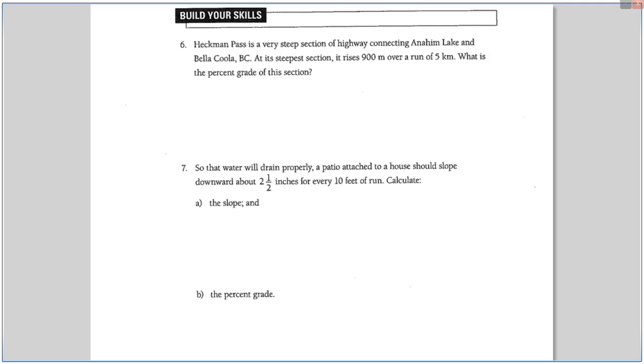Heckman Pass is a very steep section of highway connecting A lake to B lake, and its steepest section rises 900 meters over a run of 5 kilometers. What is the percent grade of this situation? Can you make a small note? Units must be consistent. What does consistent mean? The same.